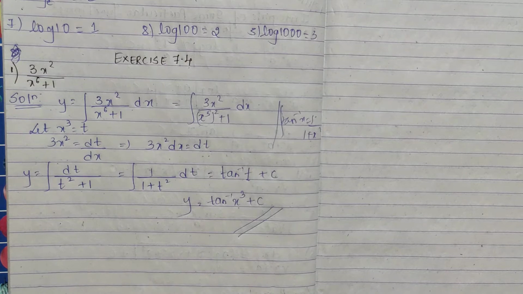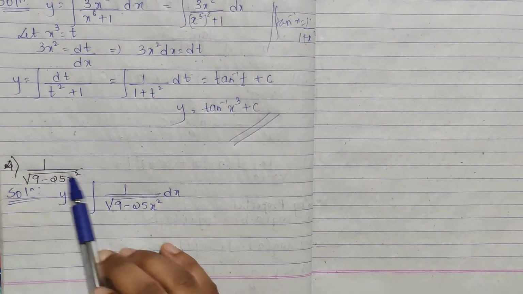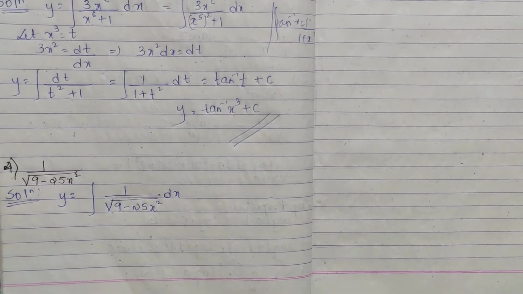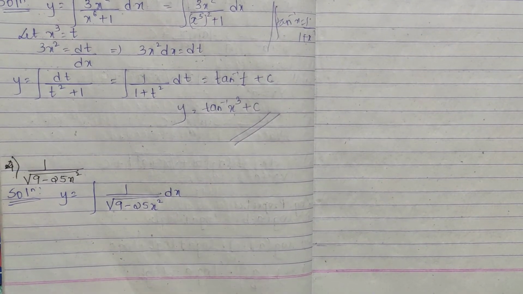Okay, please note it down. Next is question number 4: 1 divided by root of 9 minus 25x square. So take it as y. Now you see, direct integration obviously we can't go.